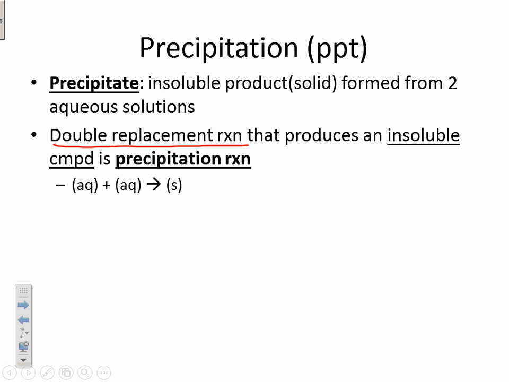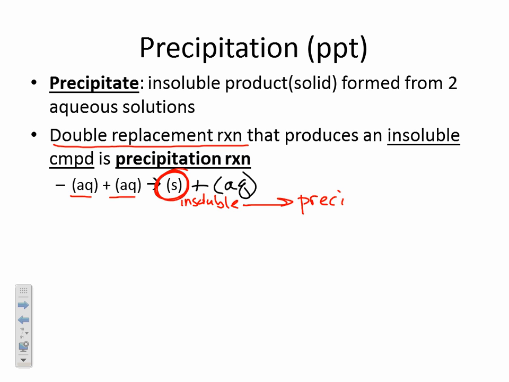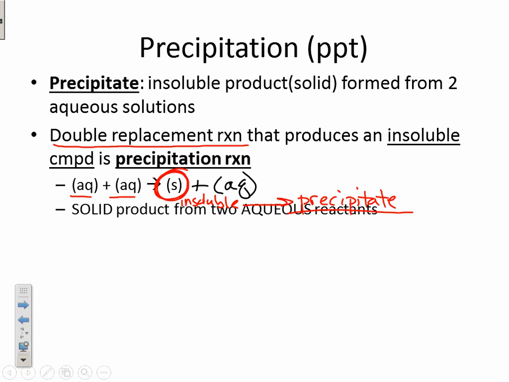And it will always have the pattern of aqueous reactant plus aqueous reactant yields a solid product, and then another aqueous product. I added in the additional product because it is a double replacement reaction. We will have two products. But we notice this pattern of soluble plus soluble makes insoluble, plus something else that's soluble. And that insoluble product, that is what we call the precipitate, right? A solid product from two aqueous reactants.